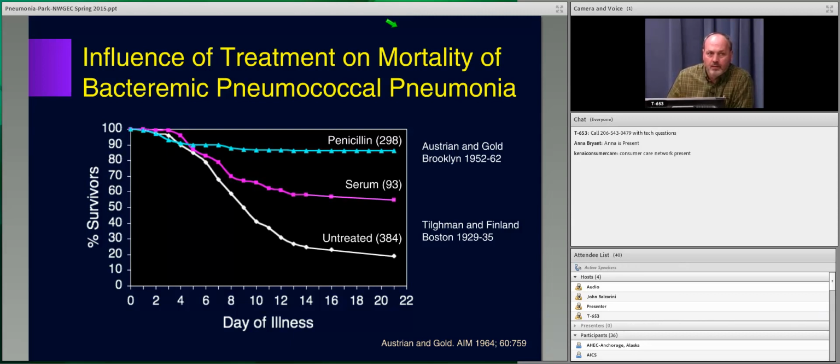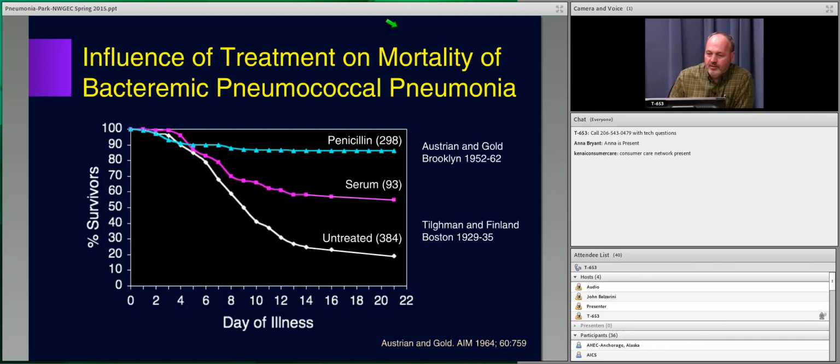Okay, so what's the best treatment? You guys all know your guideline-based therapy for pneumonia. There's not really great guideline-based therapy for pneumonia for elderly patients, but I like this figure. Austrian and Gold were some giants in the Boston area, following in the footsteps of Tillett in Finland before the Depression, during the Depression.